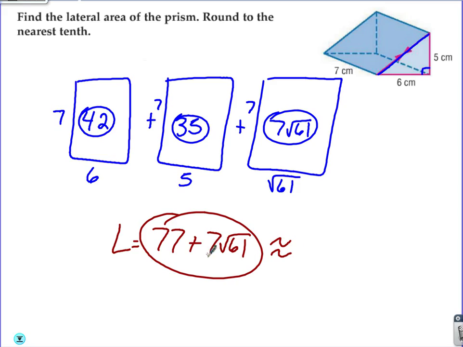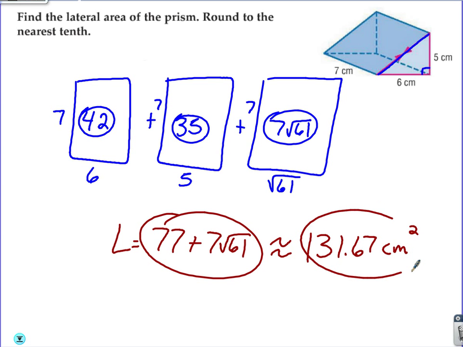Go ahead and do root 61 times 7 now, and plus 77. 131.67. And let's talk about units here. You're finding lateral area, not volume. Area is measured in inches squared, centimeters squared, feet squared. This area is too. You're still doing area. When we get to volume, it'll be measuring something different. But when you're dealing with area, when you want to cover this with paint or put tile all over the sides of this, it's still in squares.